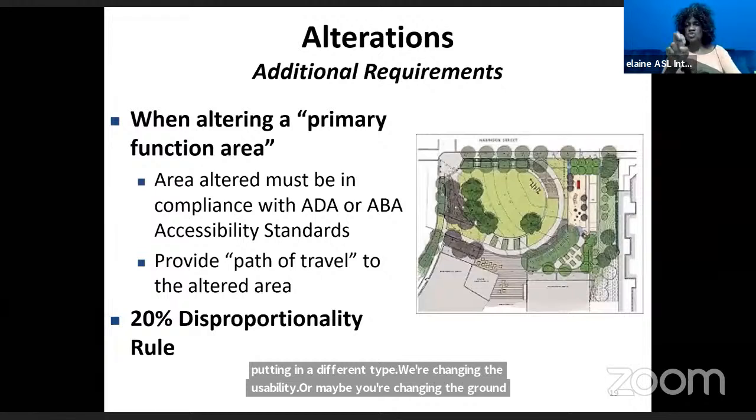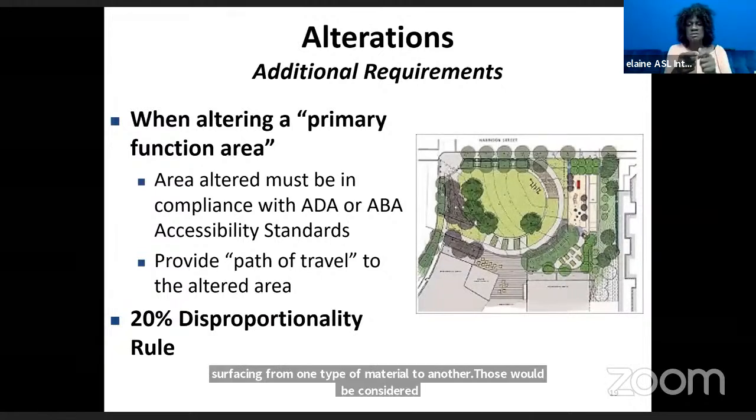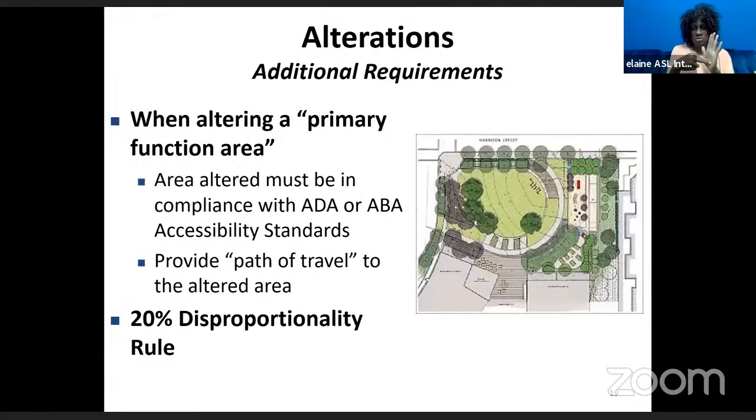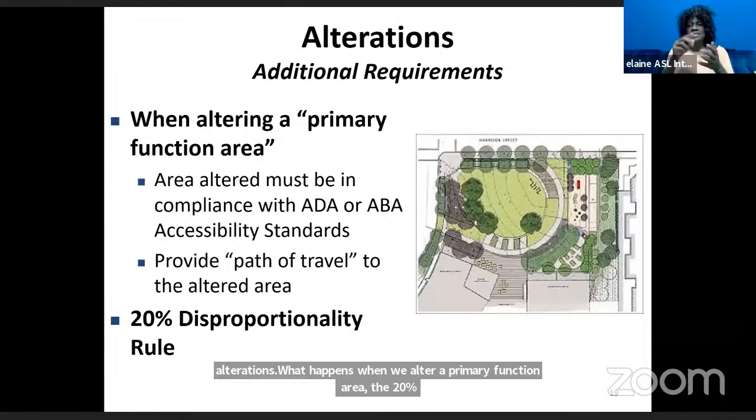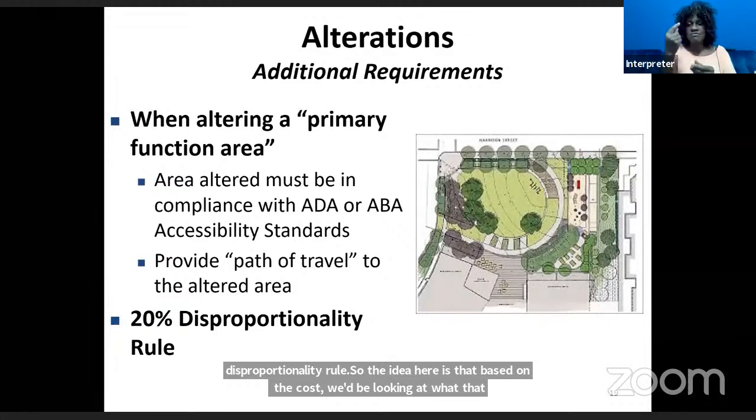What happens when I alter a primary function area? Okay, we have an additional obligation for path of travel to that altered primary function area, the 20% disproportionality rule. So the idea here is that based on that cost, we'd be looking at what that alteration cost was, and a portion of that alteration cost then needs to be spent to the site arrival point or getting people to that newly altered play area.